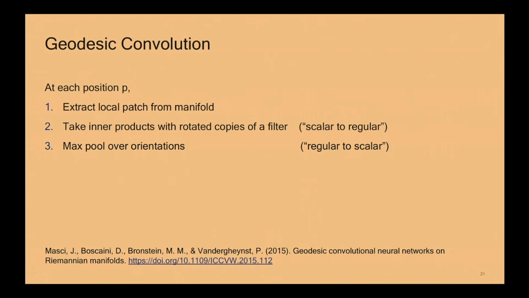So you have a scalar input feature map, and then you have a regular feature map, which has all these orientation channels. But then what they do is they take a maximum over these orientations to, again, produce an invariant quantity, a scalar. And this, we found in other work, is actually a more limited kind of representation than the regular to regular layers that we use in a GCNN.